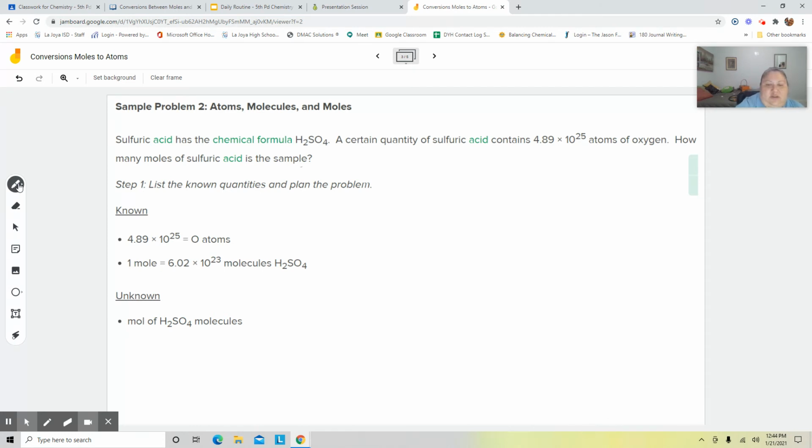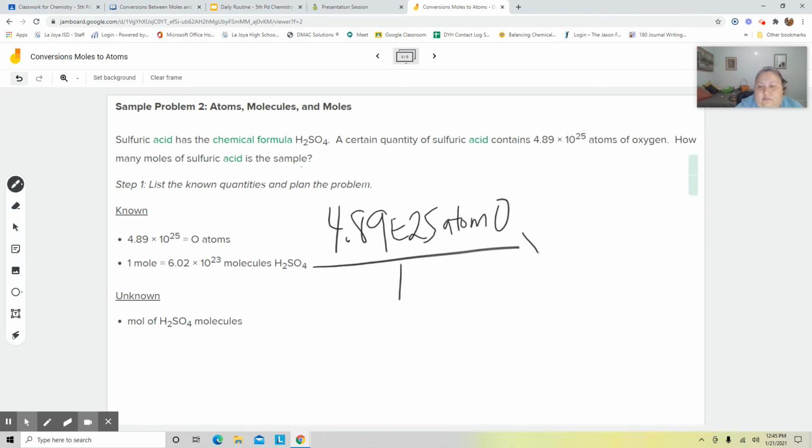All right. So we're going to start by putting 4.89 e to the 25 atoms of oxygen. And why is it over 1? To make it easier to figure out where atoms of oxygen need to go. Where do atoms of oxygen need to go if I need to cancel out? Where does the arrow point? Down, right? It's pointing to the bottom of the next line. So that's where I put my atoms of oxygen.